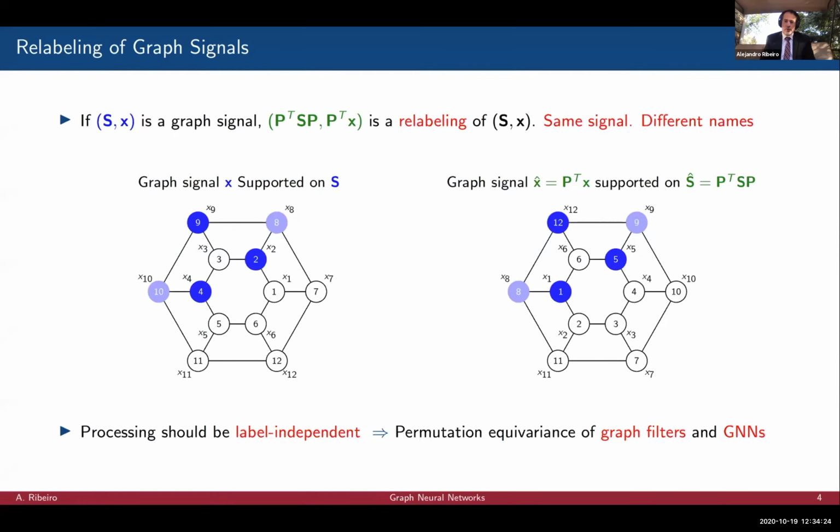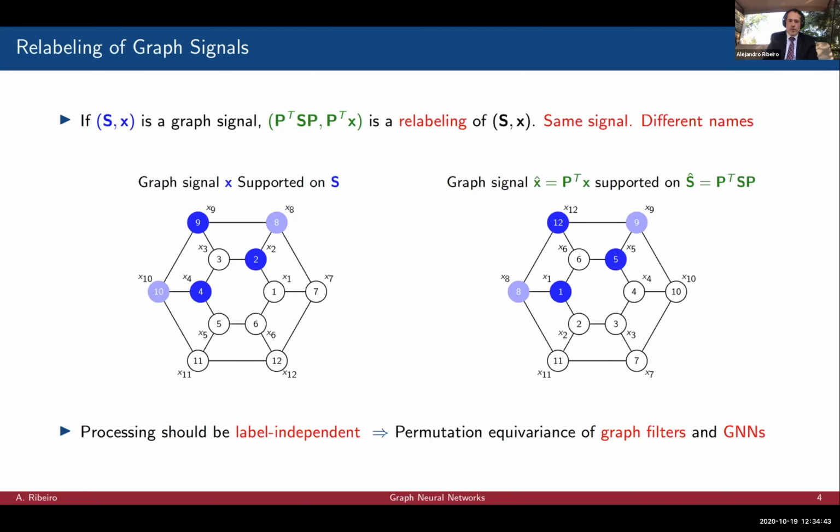If you sandwich a matrix between two permutation matrices, you are doing a consistent reordering of the rows and columns of S. In the context of graph signals, this is important because if you are perturbing both the shift operator S and the signal X, that's just a relabeling of your signal. It's the same signal, just with different names on the nodes.